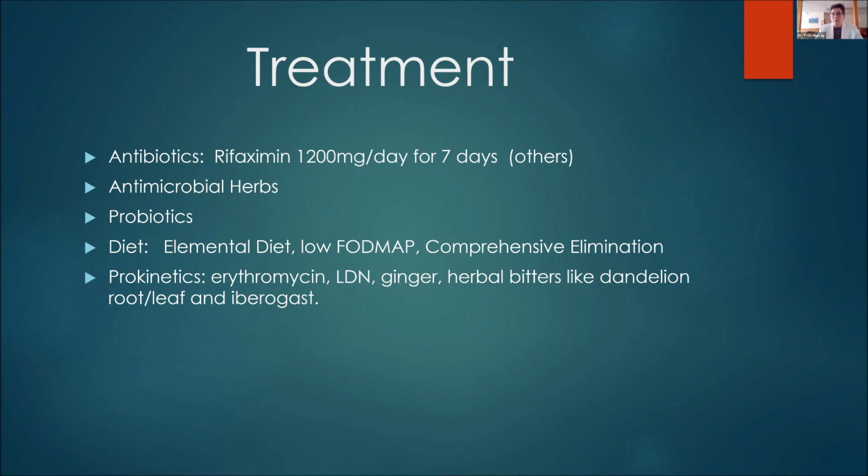Natural options for increasing motility with prokinetics would be ginger. Ginger has always been known to optimize gut health and decrease nausea. Herbal bitters like dandelion root or dandelion leaf or other things that are considered in the bitter family would increase motility. And then another option is called Iberogast, which also improves motility. So you notice from this, there are multiple treatment modalities, so it's a multifaceted approach.